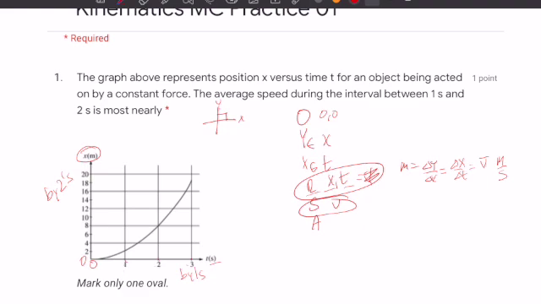And the area is multiplying the axes. X times t, that has units of meter seconds, and meter seconds isn't a quantity. So the area has no utility to us.